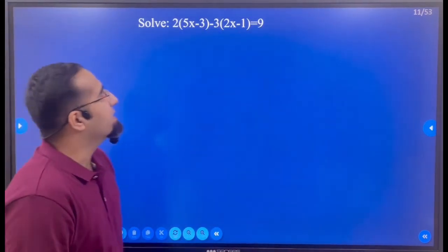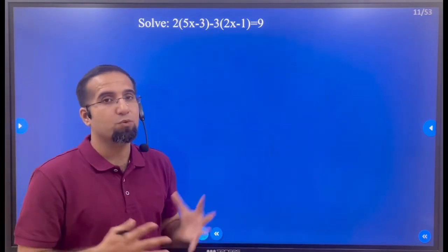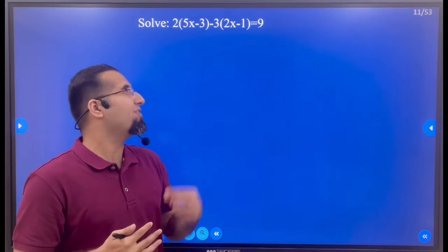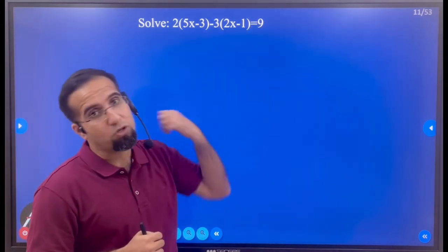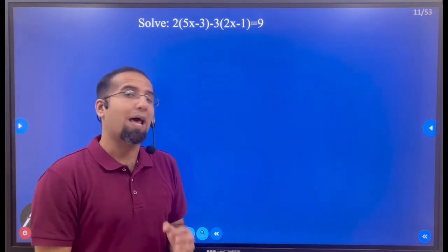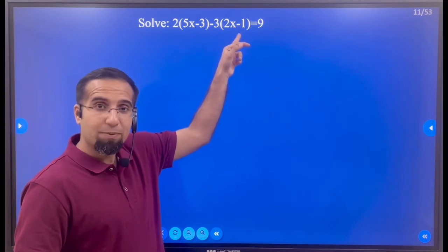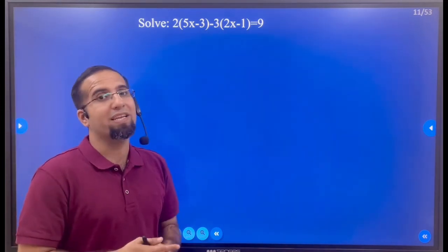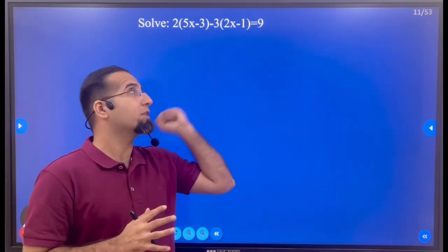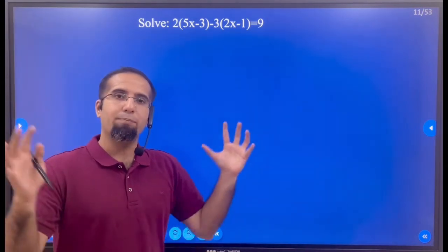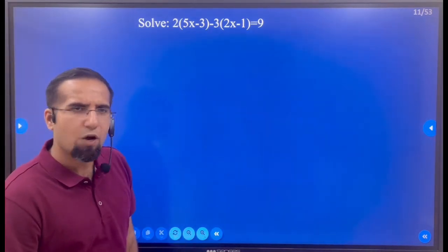This question says 2 into (5x minus 3) minus 3 into (2x minus 1) is equal to 9. Generally when we are not very strong in mathematics, we tend to ignore the brackets. Please understand, brackets are very important. Point number 2, whenever there is a minus sign inside the bracket and there is a minus sign outside the bracket, we need to be very careful. Now how do we simplify this? My simplification point is simple. I bring all the like terms together. That means all the x's will come together. Let's see how we simplify.